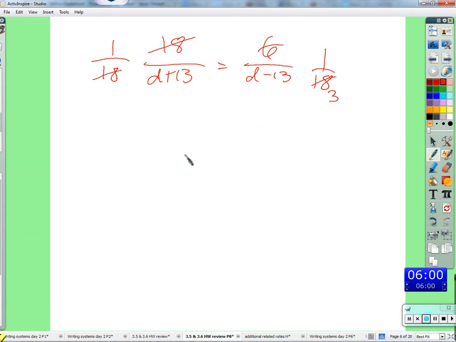All right, so on the left side, what do we have? You have 1 over D plus 13. Don't forget, a D plus 13 in the denominator, multiplying and canceling out the numerator doesn't magically make D plus 13 in the numerator. And on this side, what do we get? We get a 1 over D minus 13 times 3. Okay. 3D.